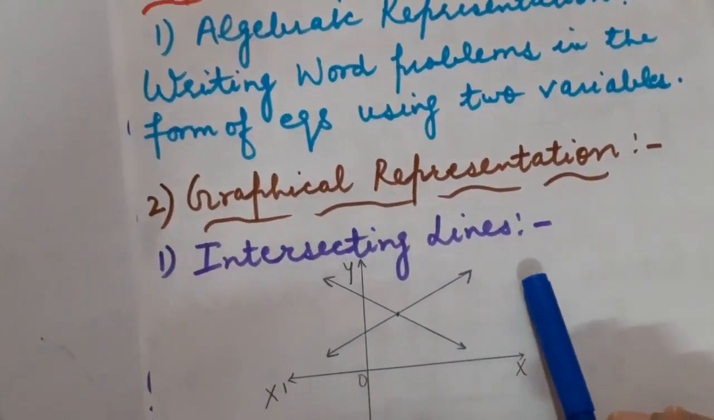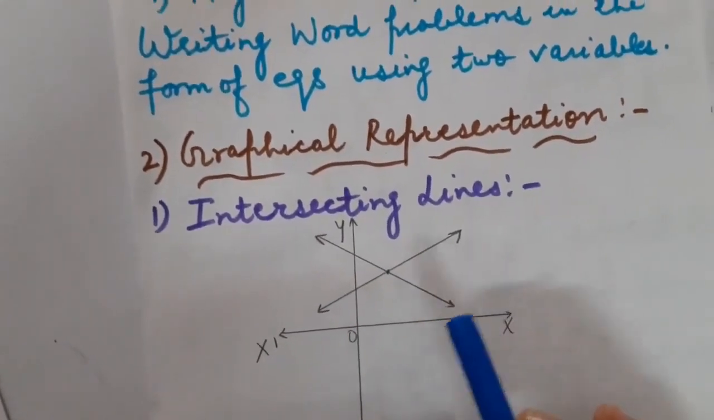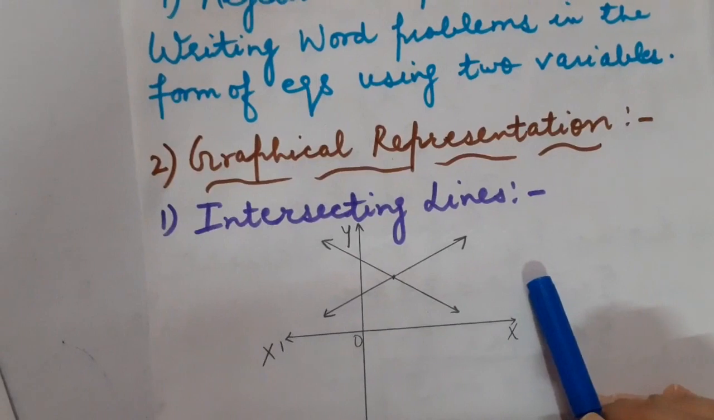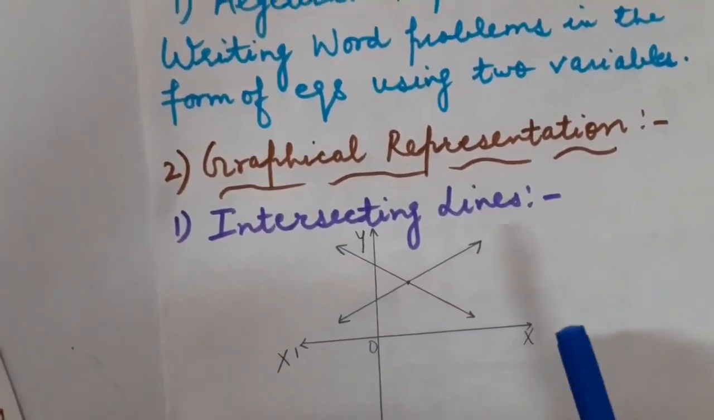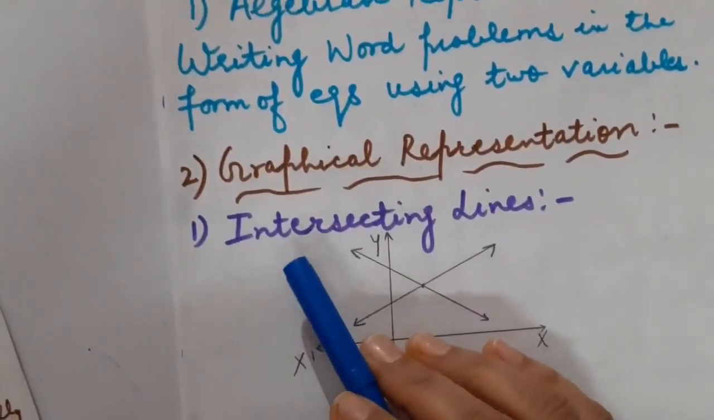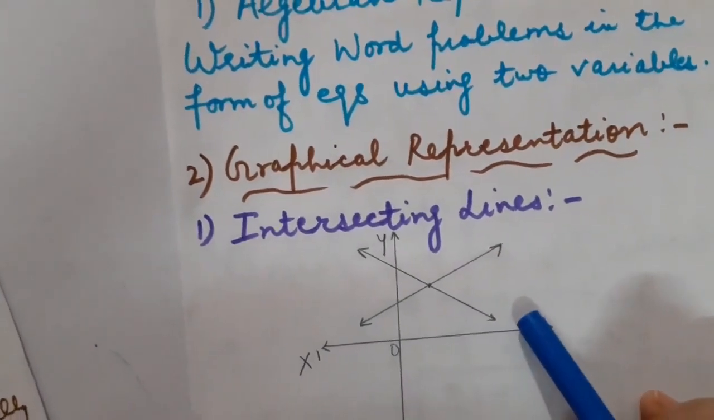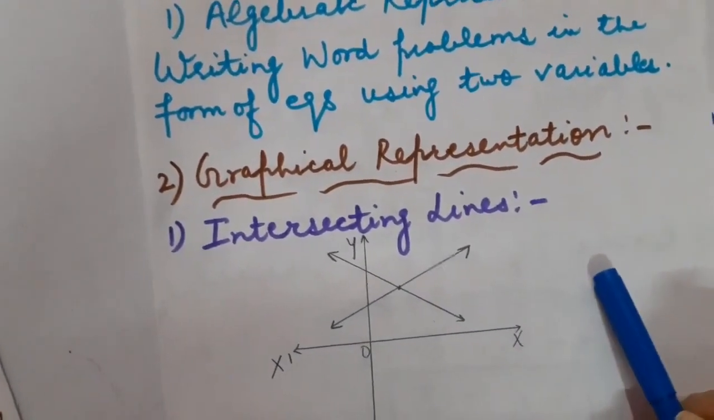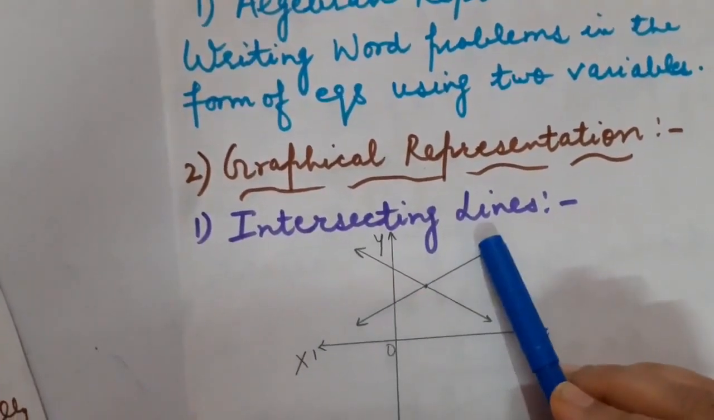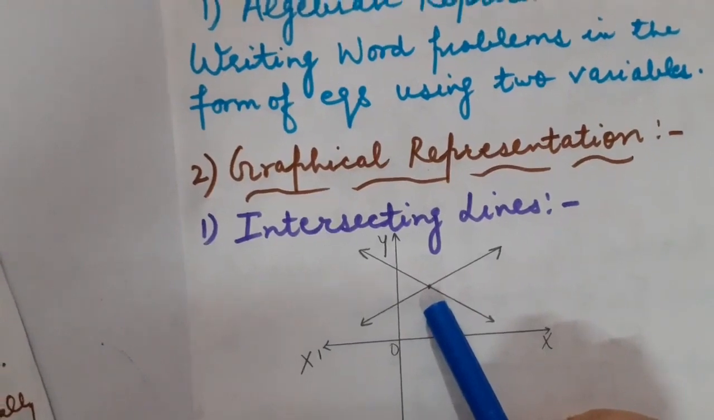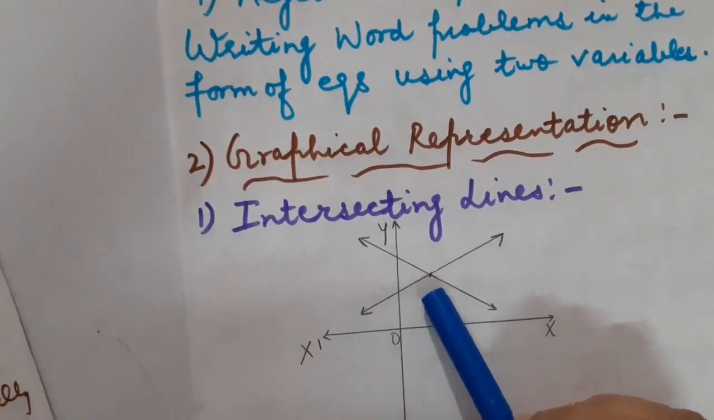Children, you are very much aware that whenever we plot the coordinates based on any pair of linear equations, for a linear equation the graph will always be a straight line. Now the first condition was intersecting lines. When you draw two straight lines based on the word problem of algebraic expressions, the very first condition is based on intersecting lines. So here you can see that both the lines are going to intersect each other.